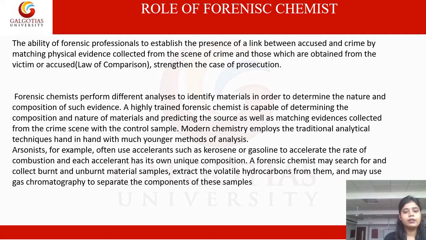Arsonists, for example, often use accelerants like kerosene, diesel or gasoline to accelerate the rate of combustion, and each accelerant has its own unique composition. A forensic chemist may search for and collect burnt and unburnt material samples, extract the volatile hydrocarbons from them and may use gas chromatography to separate the components of these samples.